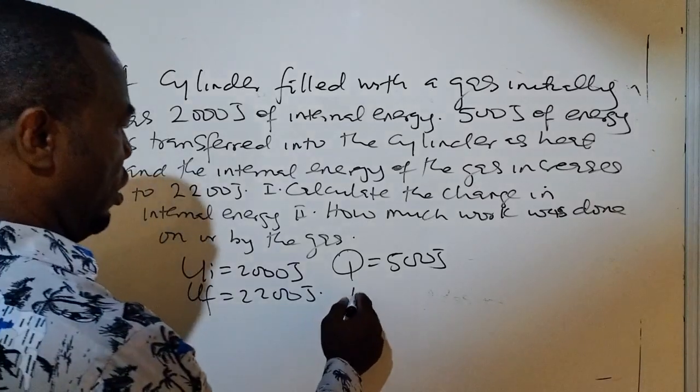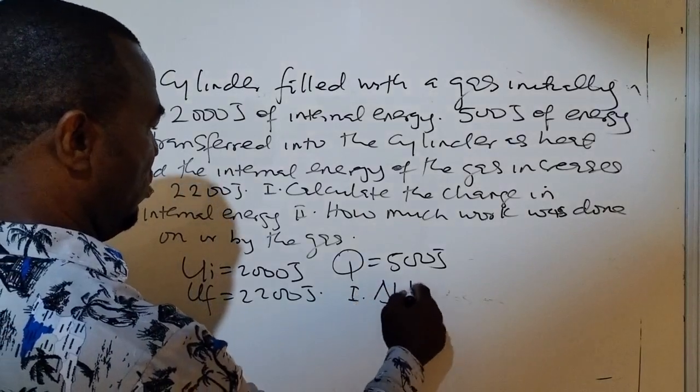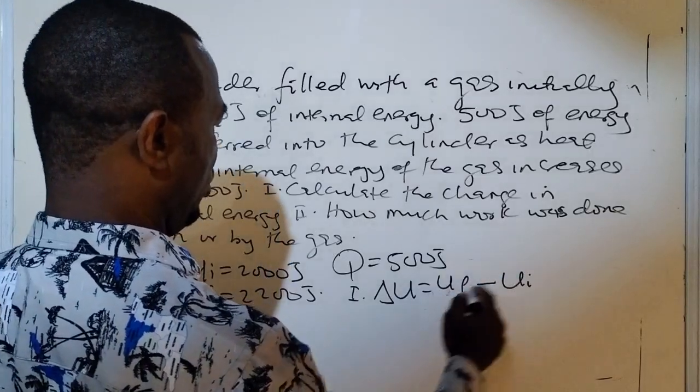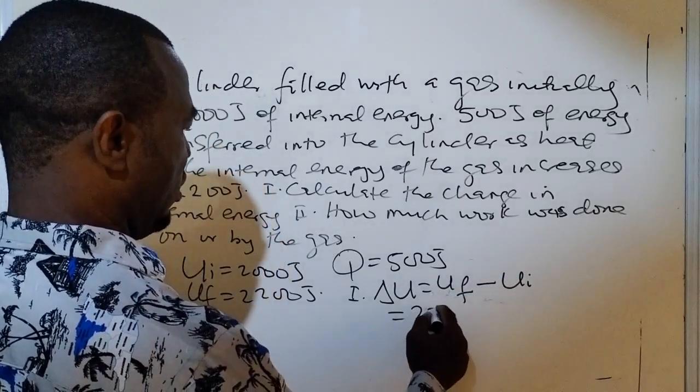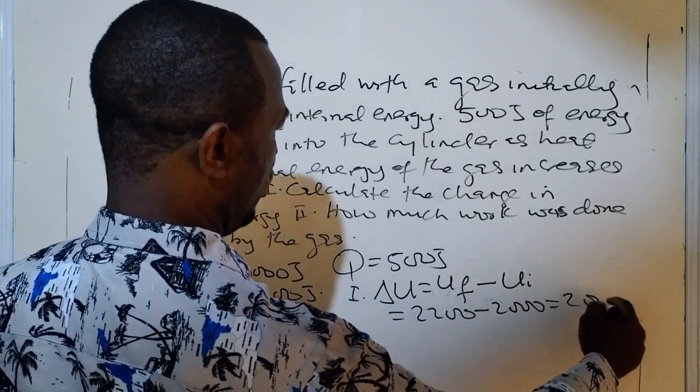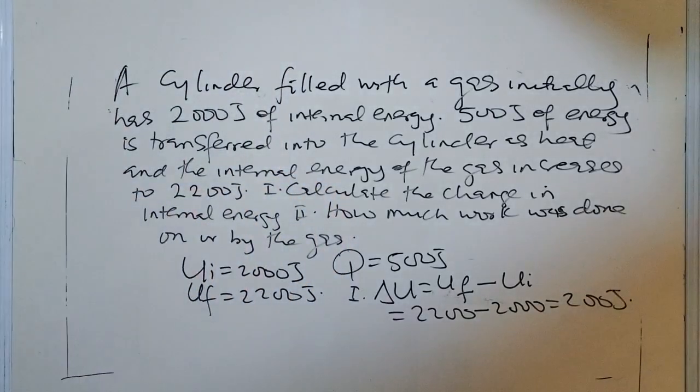So let's start the first one. The change in internal energy is given by final internal energy minus initial internal energy, which is 2200 minus 2000, and that gives us 200 joules. That is the change in internal energy. Number two question says, how much work was done on or by the gas?